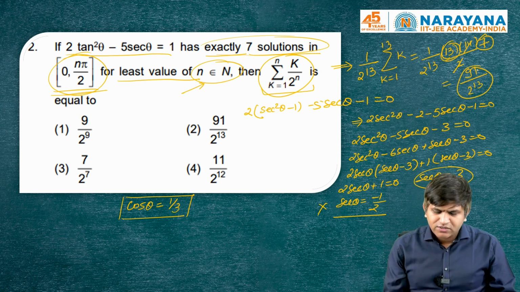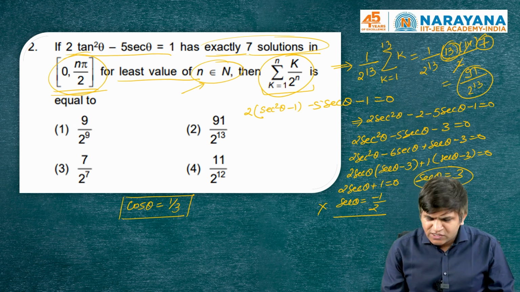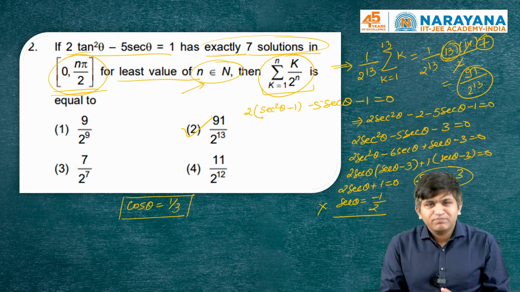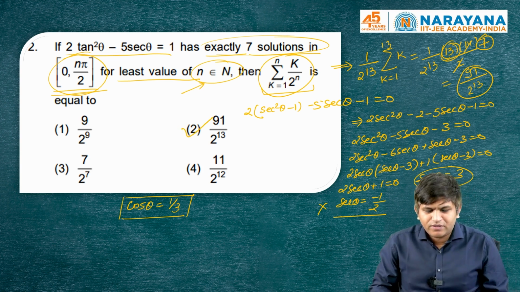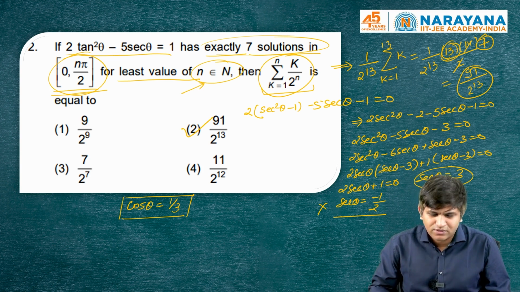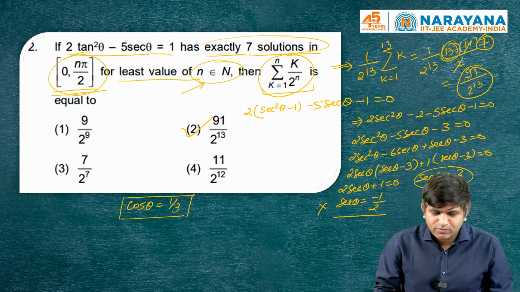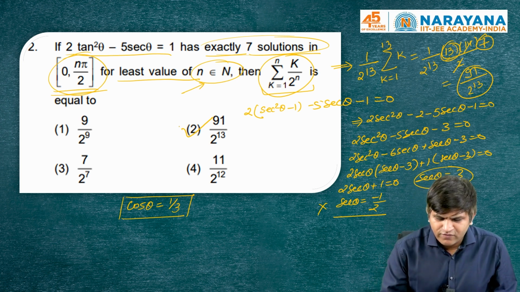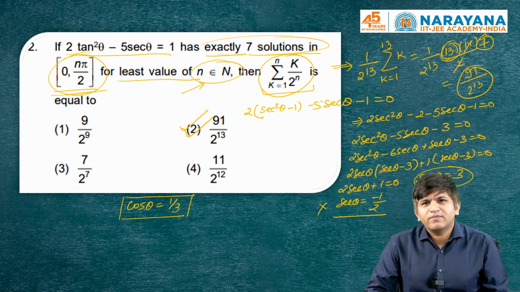So that is our answer, and we can say it is also a very easy problem. And this question is from trigonometric equations, and recently JEE Mains announced that it is not part of the syllabus, so we can expect some bonus marks. But for solving this, 91 by 2 power 13 is option B.